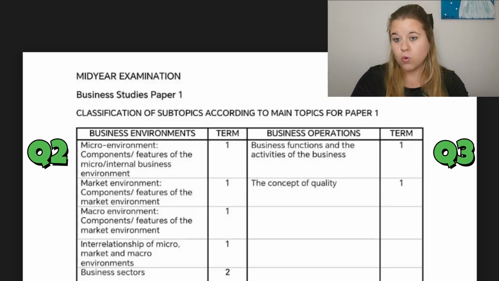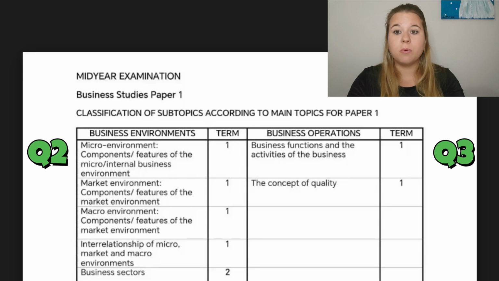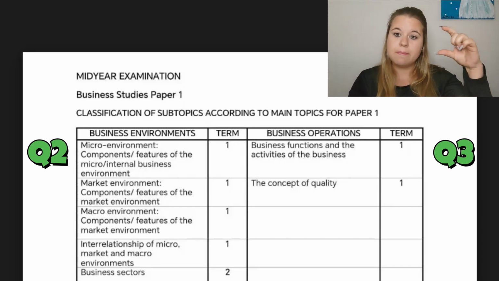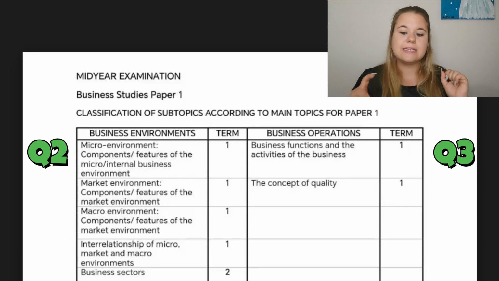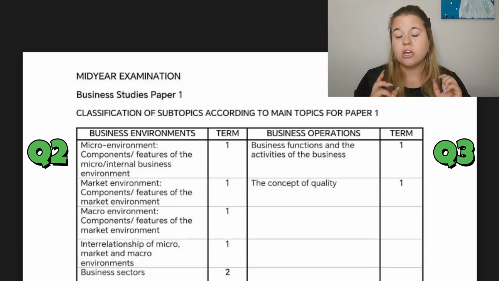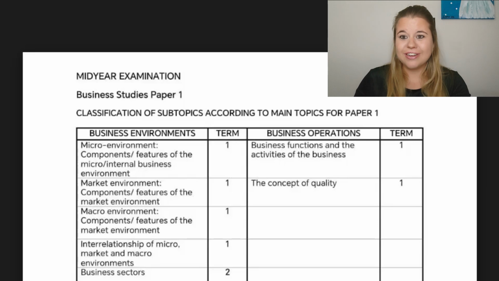Question 4 is a combination of both the business environments and the business operations. The question in total counts 20 marks. So 10 marks is business environments, and there's a heading for it, and then the second section will be business operations, which will be another 10 marks, leading up to those 20 marks. Then we have section C, which is question 5 and 6, the dreaded essay.